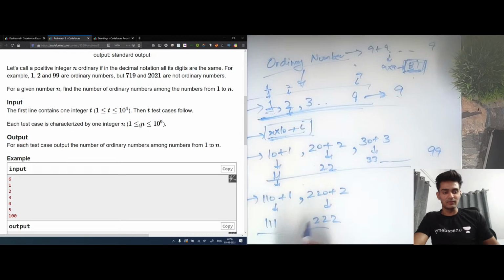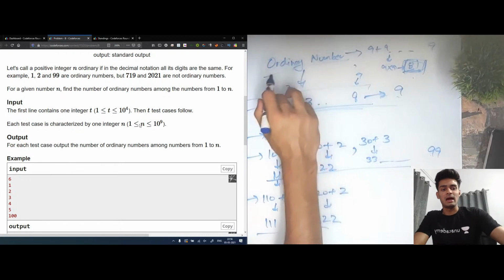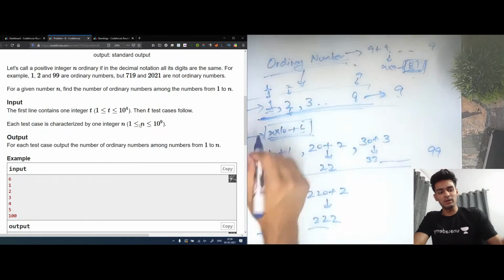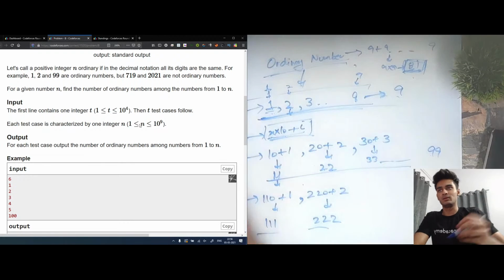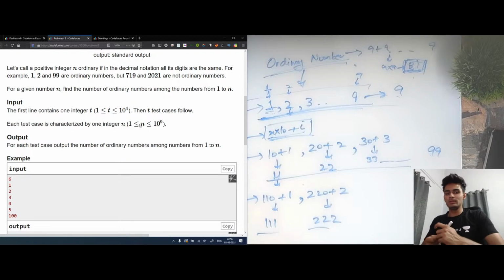So using this method, we can generate the complete array of ordinary numbers. And then for every query, we can just check the count of ordinary numbers which are less than n. If a value is less than or equal to n, then we just add it to the count. I hope the logic is clear to everybody. I'll just show the code.